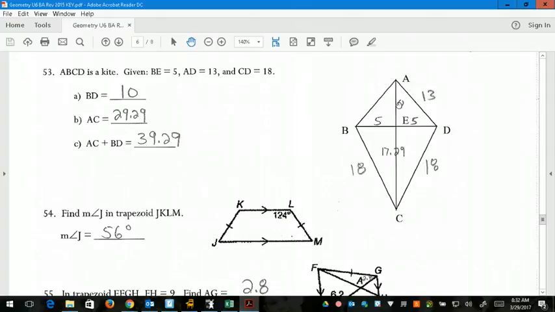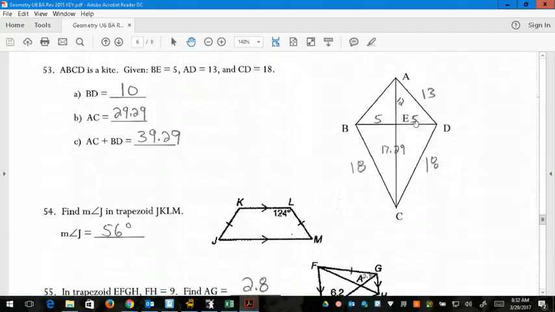I will need it, because I'm trying to find AC. I knew that this was 18, and this is 5, so 5 squared plus y squared equals 18 squared. This was in one of our performance tests. When you solve, you get 17.29 if you do a decimal answer, and 12 plus that gives us our AC. They also asked for the length of AC plus BD, which is 29.29 plus 5 plus 5.